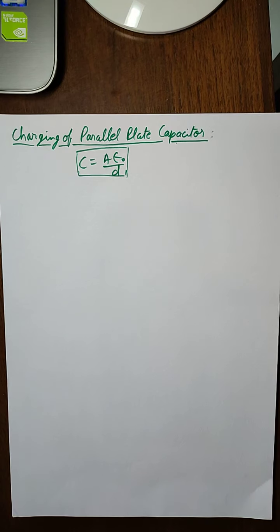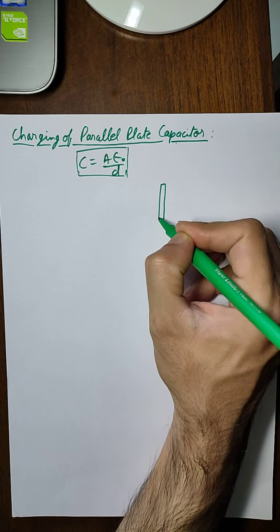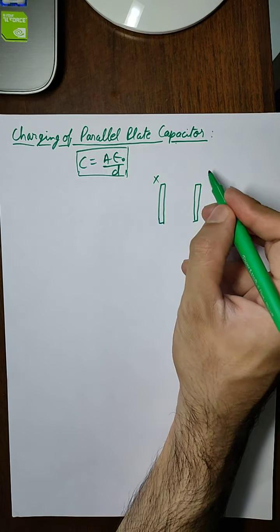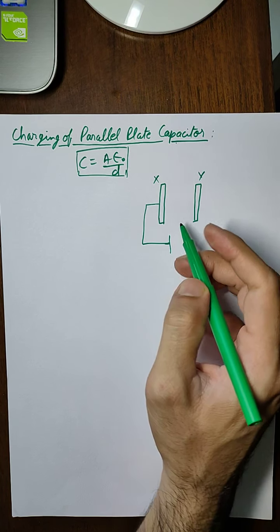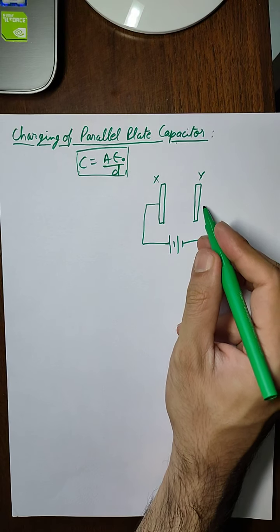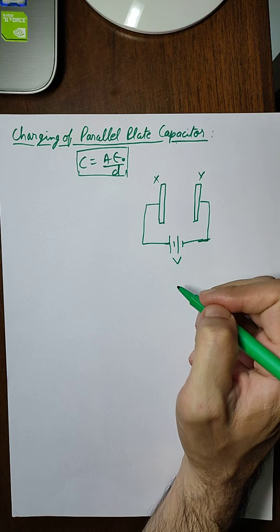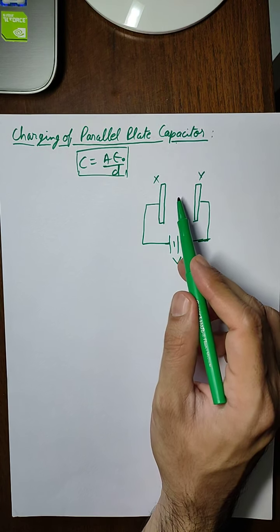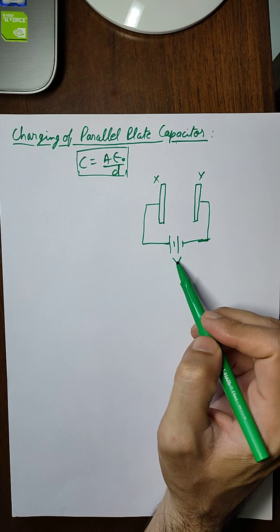Now, what if the parallel plate capacitor system that we have has both plates uncharged? That is, we have this system in which we have uncharged plates, say X and Y, and we connect them to a battery of potential V like this. Because both of them are uncharged, all the charge that will be provided on the plates will be because of this battery V.